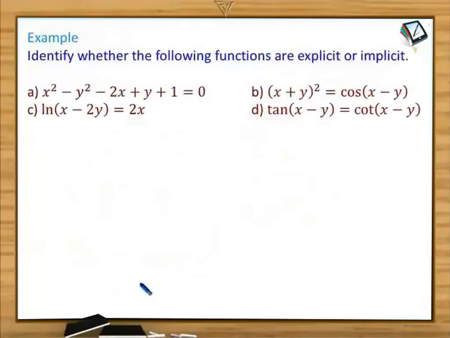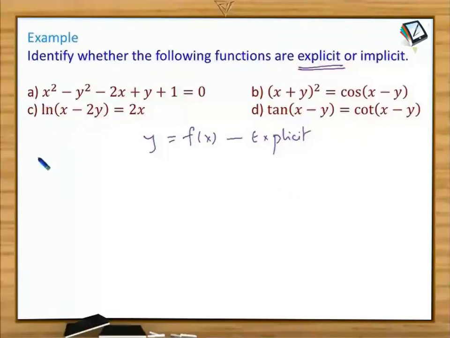Now here, identify whether the following functions are explicit or implicit. Before we proceed, just recollect the definition of an explicit function. If the function could be expressed in the form y equal to f of x, then we say it is explicit. If it cannot be expressed, then it is implicit.